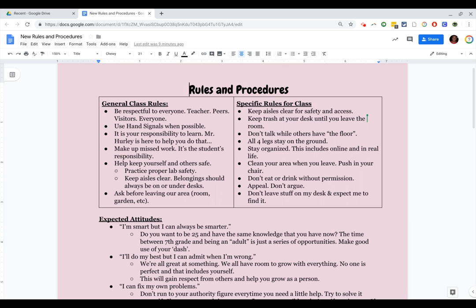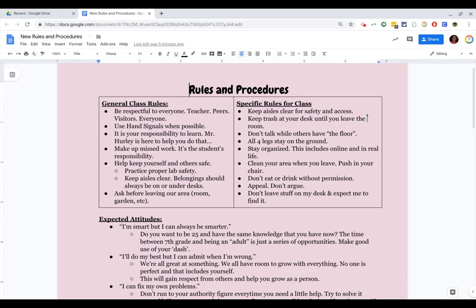Use hand signals when possible. We'll talk about that in a little bit. That'll help the class flow better. We have fewer distractions. It is your responsibility to learn. It is not my responsibility for you to learn. It is my responsibility to help you learn. If you're adamant and determined not to learn, then I'm not going to be able to help you.